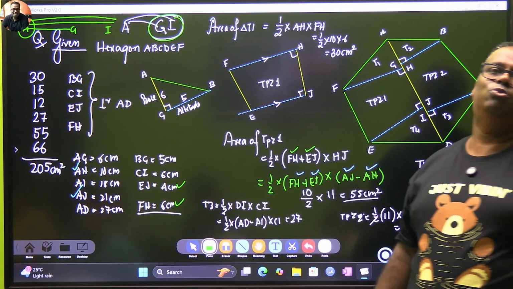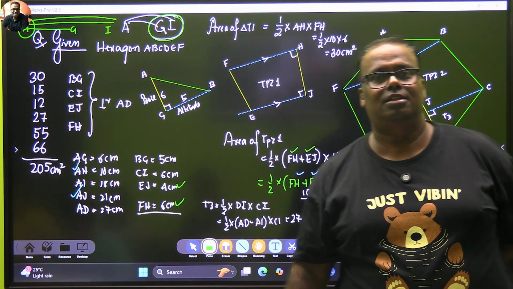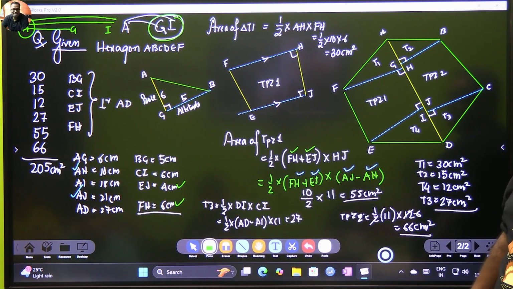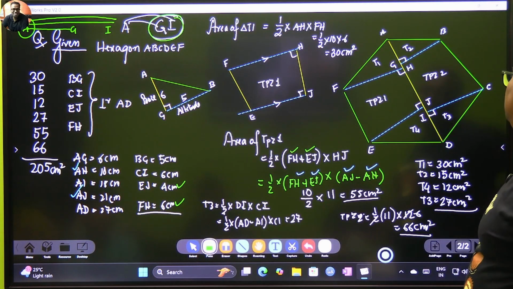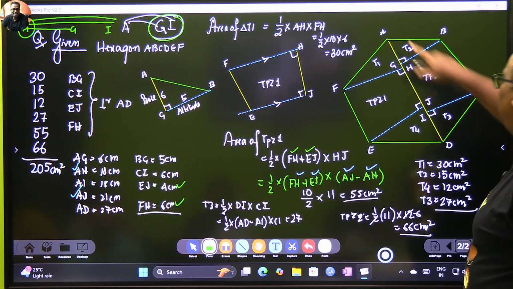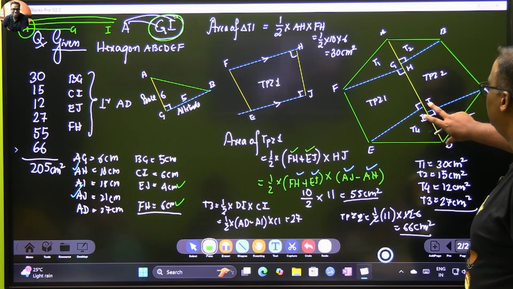Yeah, Akash, what was the problem? Tell me. I got 12, but in a different method. What different method? AD minus AJ into EJ. AD minus AJ. AD is this much and AJ is this much. Then you actually get DJ.